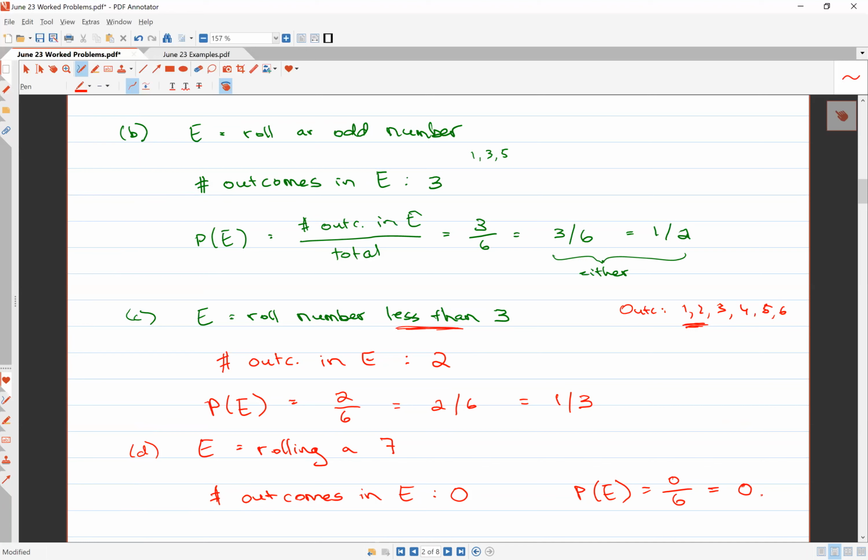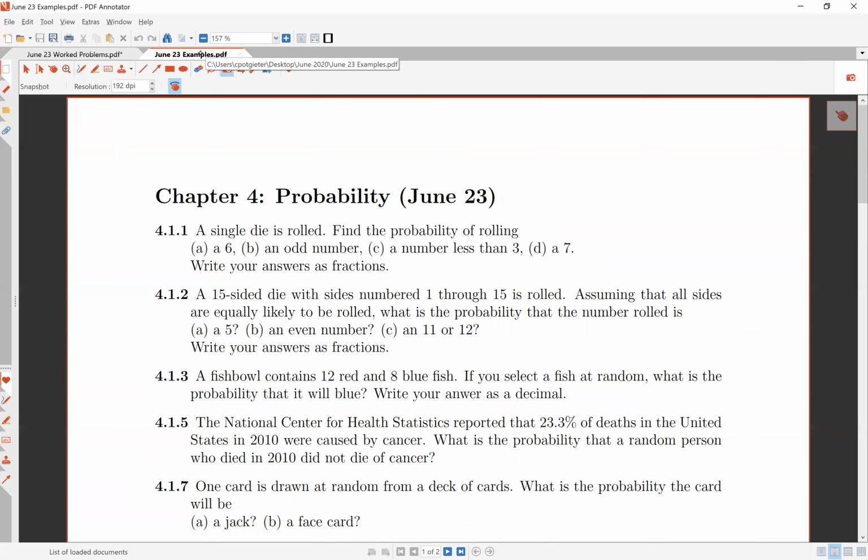Take a couple of seconds, glance through this example, and let me know if you have any questions here about probability. But our next example is going to be very similar.